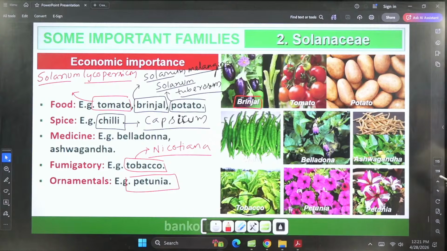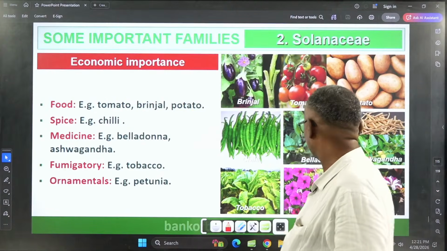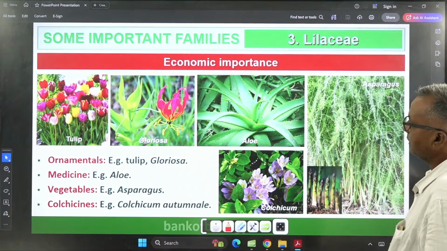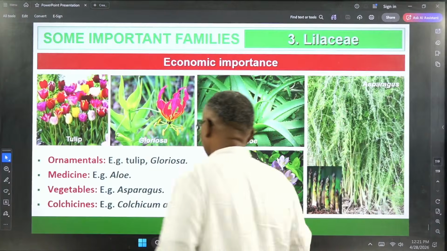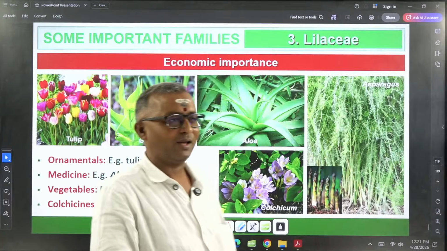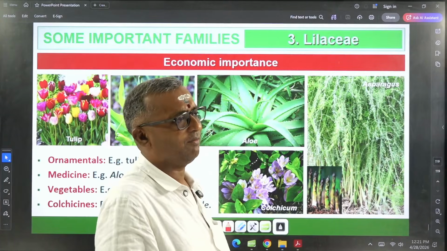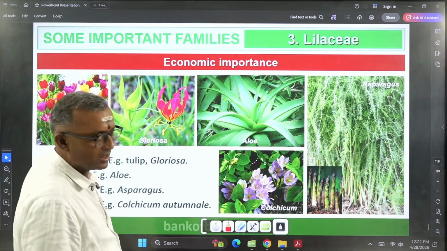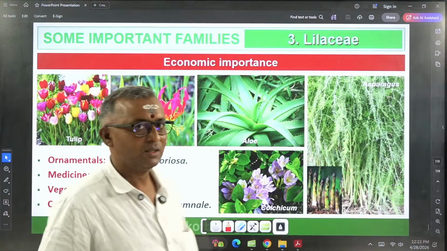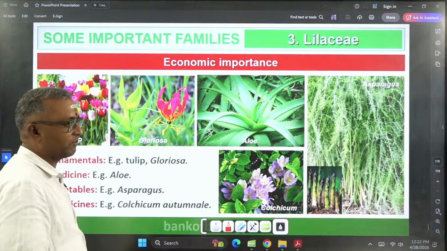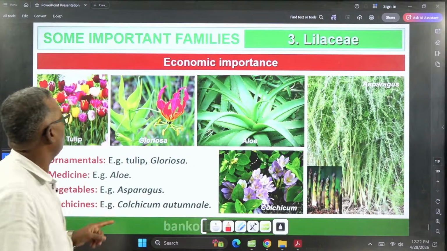Yeah, so now let us go to the next family, that is Liliaceae. When it comes to the Liliaceae, we have so many examples. Tulips, it's very famous, like ornamental plants. The most common ornamental plant is tulip. It is grown in our kitchen gardens. Even if you go to any botanical gardens, you can find these tulips. Tulipa is its botanical name, not required. No need of remembering its botanical name.